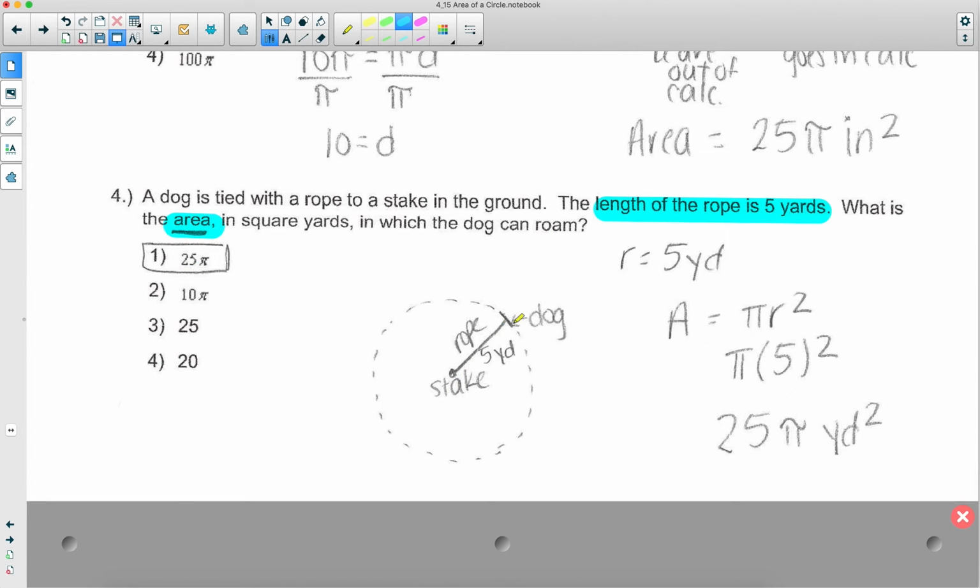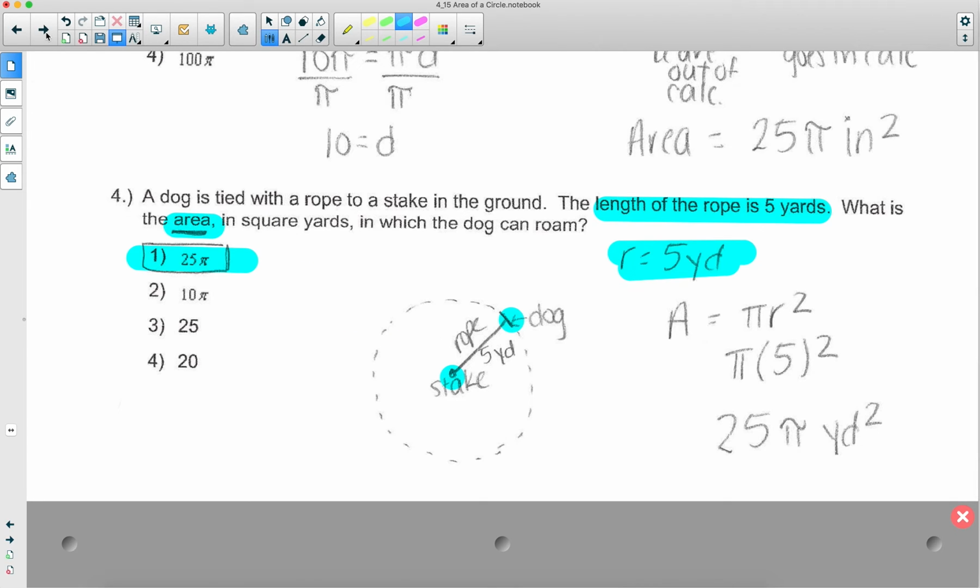Here's my stake in the ground. There's my dog. So from the stake to where the dog is, and if he's like pulling it really tight, that's actually going to be the rope or the radius of your circle. So your radius is 5 yards. Your area formula is pi r squared. So you take your 5, you substitute it right in. And then again, if I look at my choices, pi is in all my answers except these 2 down here. So what I'm first going to do is I'm going to find it in terms of pi and then see if that's my answer. So when I do it in terms of pi, 5 squared is 25, leave pi, and choice 1 is 25 pi.